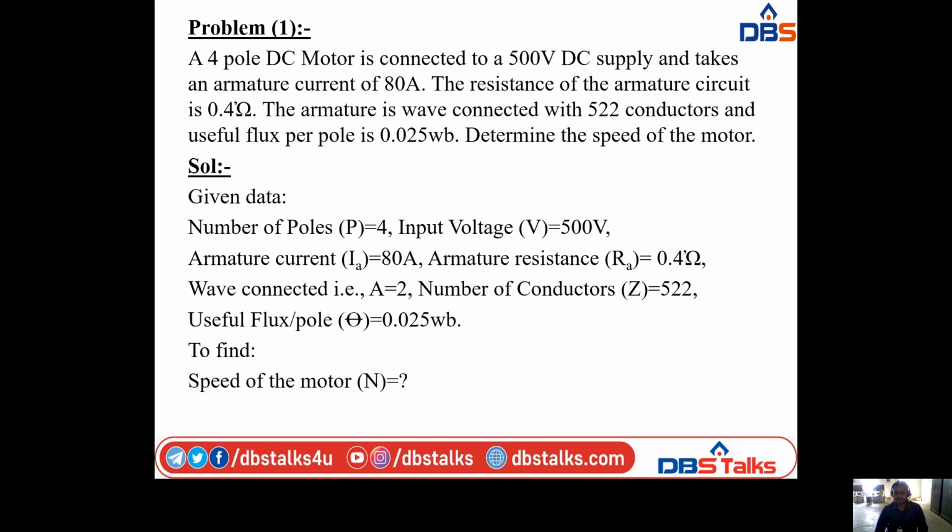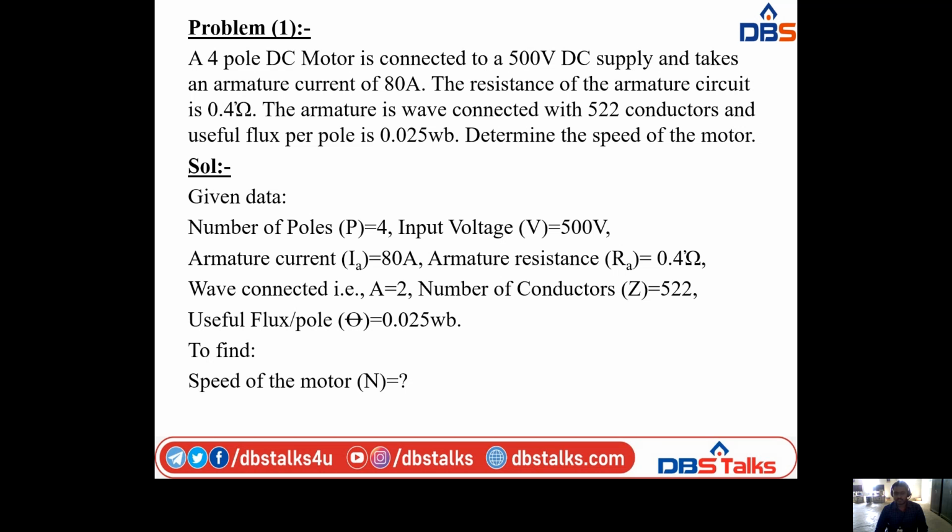Here in this problem they have given the number of poles, that is 4, and a 500 volts DC supply. This is the input voltage, that is V is equal to 500 volts. Next, the armature current IA is 80 amperes, and the armature circuit resistance, nothing but armature resistance, is 0.4 ohms. They have also given that it is a wave connected armature.